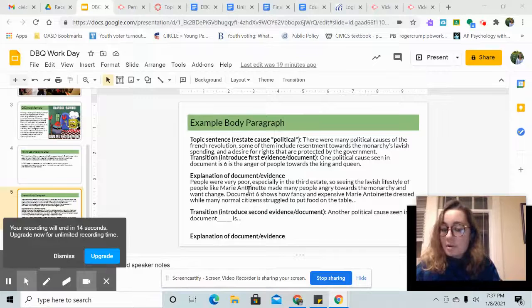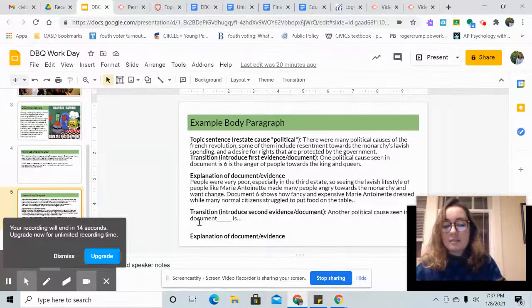People were very poor, especially in the Third Estate. So seeing the lavish lifestyle of people like Marie Antoinette made people really angry towards the monarchy and want change. Document 6 shows how fancy and expensive Marie Antoinette dressed, while many normal citizens struggled to even put food on the table. Boom. I explained what I meant by this document and why it is a good example of a political cause, right? They're angry at the government. That's why they want a revolution. It's political.